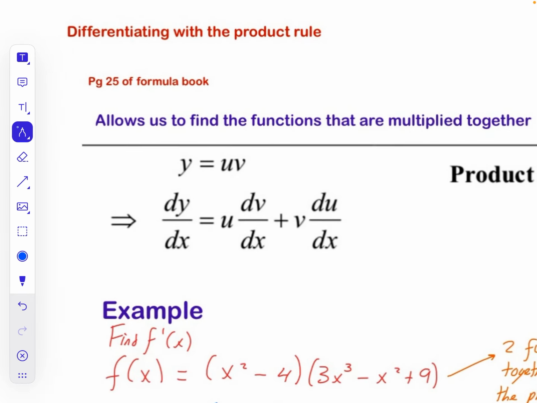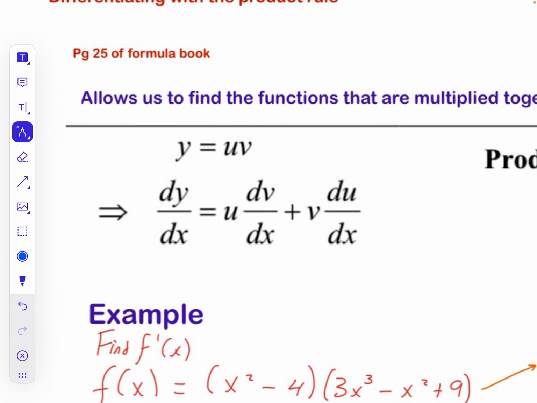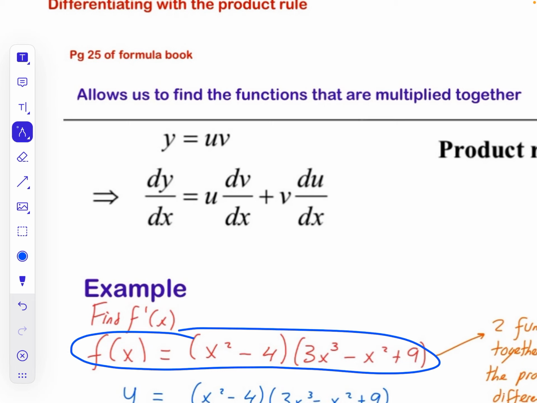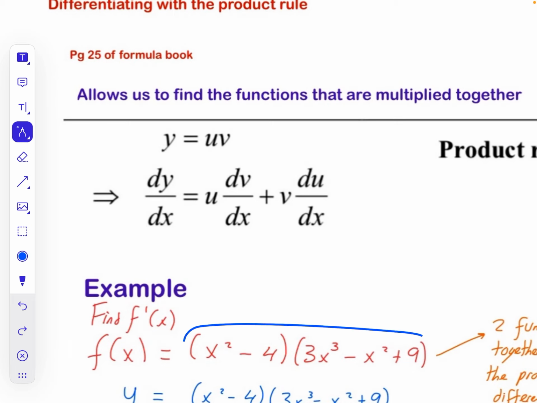Next thing is differentiating with the product rule. Now I'm just going to give an example here. So the product rule. When do we use it? So this f of x down here, I see I have 2 brackets being multiplied together. If we look at what we've done so far, there were no brackets involved, nothing was being multiplied by anything else, it was just a straightforward polynomial.